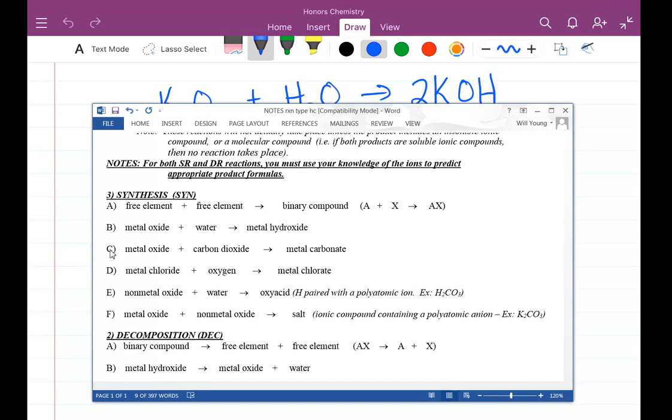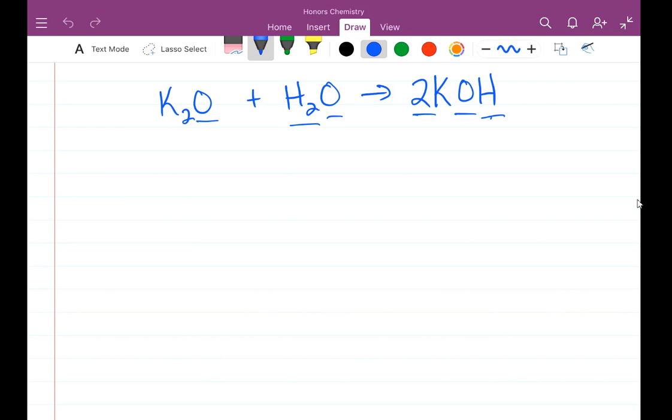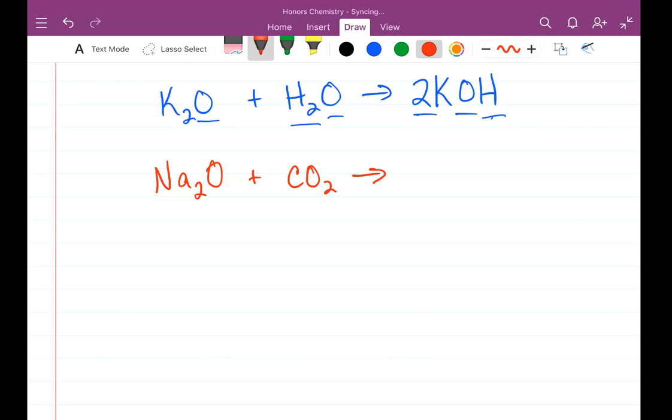Okay, let's go ahead and move on to letter C. A metal oxide plus carbon dioxide gives us a metal carbonate. A metal oxide would be, for example, let's say Na2O. It's a metal paired with oxygen. Carbon dioxide, CO2, is going to give us a metal carbonate. So in this case, our metal Na carbonate, of course, is CO3, and I am going to need 2 sodiums because carbonate's -2. Then I just have to balance. And again, it looks like this one's already balanced for us.